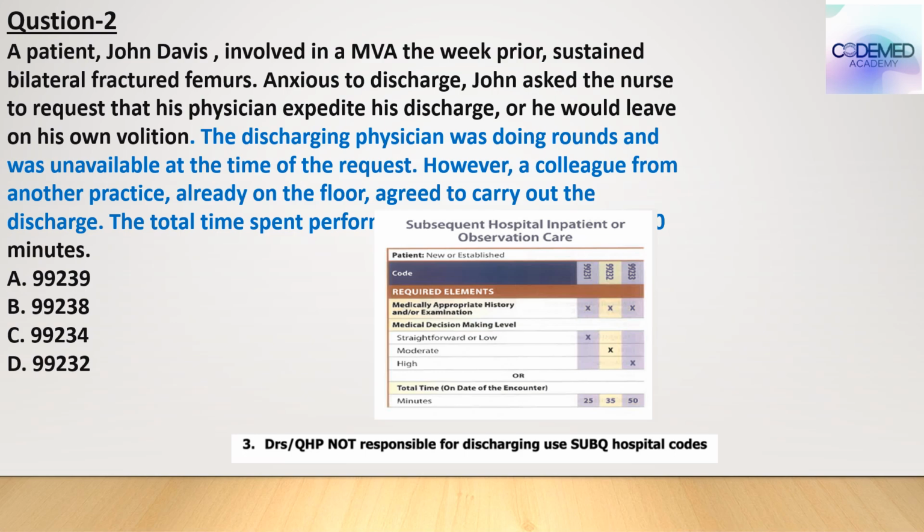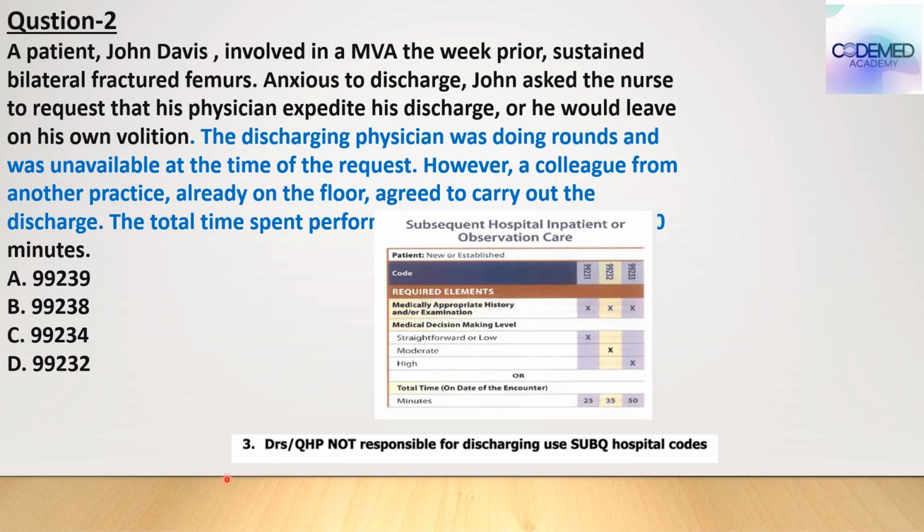A patient, John Davis, involved in a motor vehicle accident the week prior, sustained bilateral fractured femurs. Anxious to be discharged, John asked the nurse to request that his physician expedite his discharge or he would leave on his own volition. The discharging physician was doing rounds and was unavailable at the time of the request. However, a colleague from another practice already on the floor agreed to carry out the discharge. The total time spent performing the discharge service was 40 minutes. Let's look at the code.